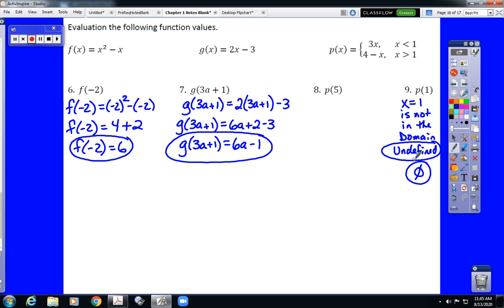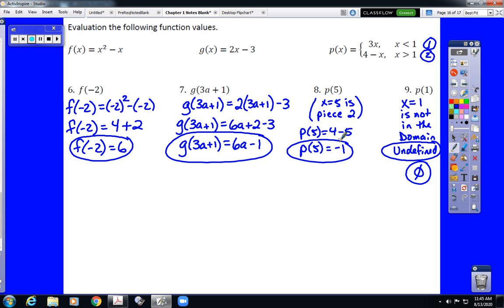For p of 5, that is in piece 2. Okay, this is piece 1, this is piece 2. Come on, pen, do your job. P of 5, x equals 5, is in the domain for piece 2. So we would plug that into piece 2. P of 5 would be 4 minus 5. So p of 5 for that function would be negative 1. So that's to plug into the correct piece based on the x value. Okay?